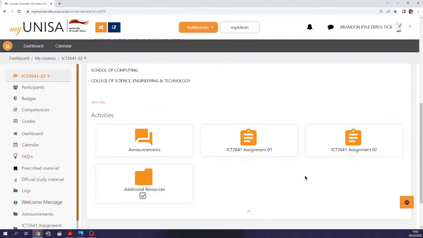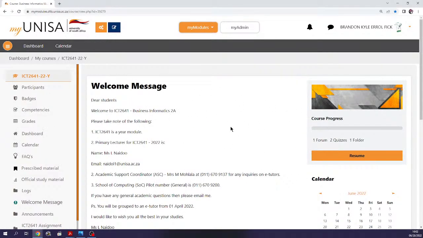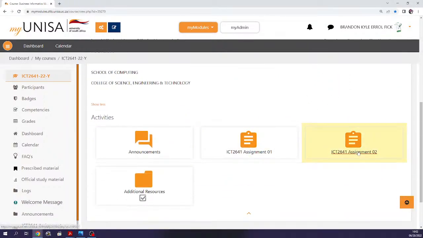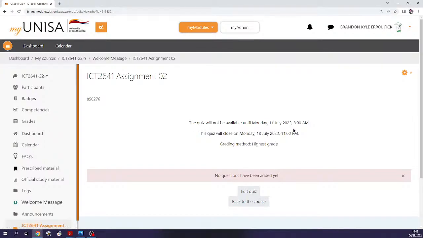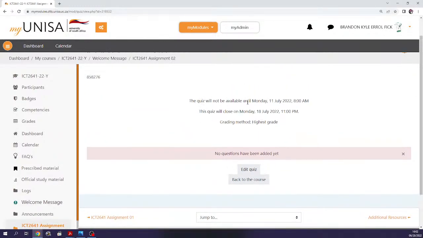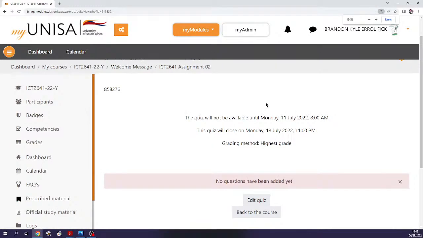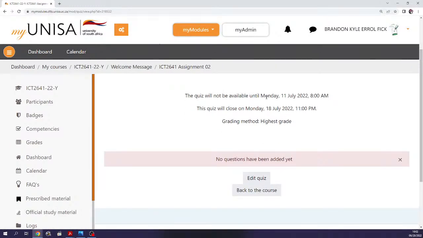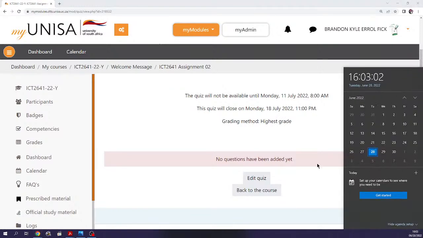So for assignment 2, this is the main page, the welcome page of your module site. You're going to come down here, and then you're going to go to assignment 2. Now this will be available. Let me just increase the zoom so you can see. It says this quiz will not be available until Monday, the 11th of July, 8 a.m., and it will close on Monday, the 18th of July at 11 p.m. I'm emphasizing the times because the 11th is when? Next month? 2 weeks, just about.